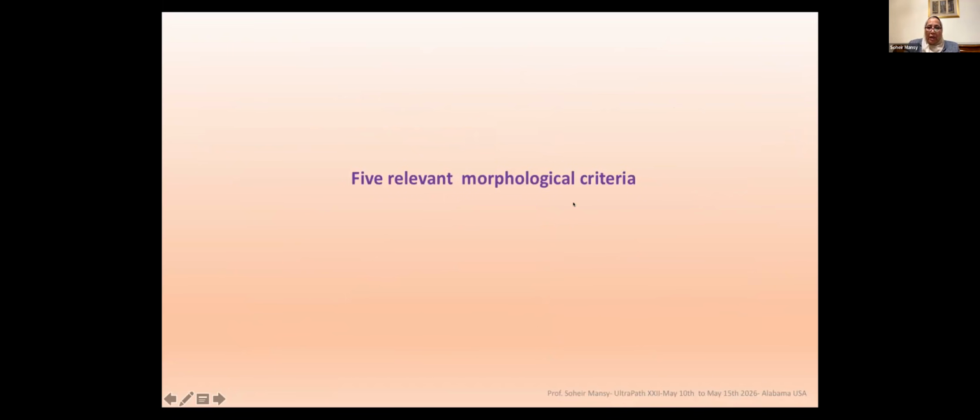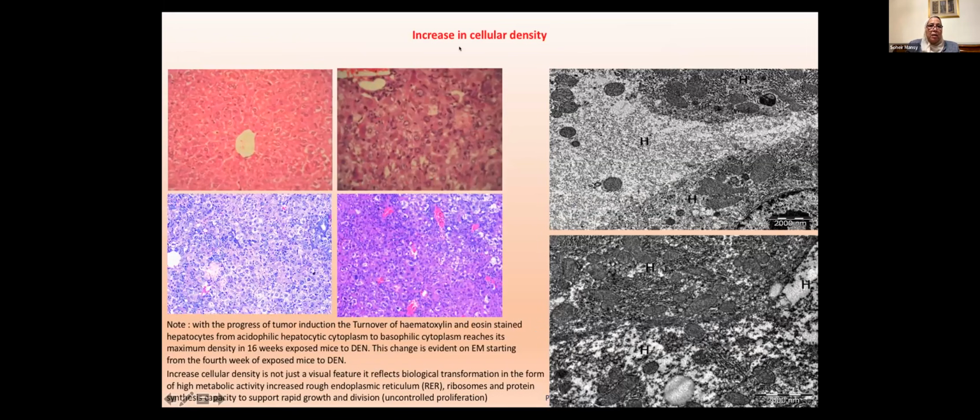The 5 relevant morphological criteria, or the main ones, the first one is the increase in cell density. With the progress of tumor induction, the turnover of hematoxylin and eosin-stained hepatocytes from acidophilic to basophilic cytoplasm reaches its maximum density in 16 weeks exposed mice to DMN. This change on the level of EM was evident at the 4th week of exposed mice to DMN.